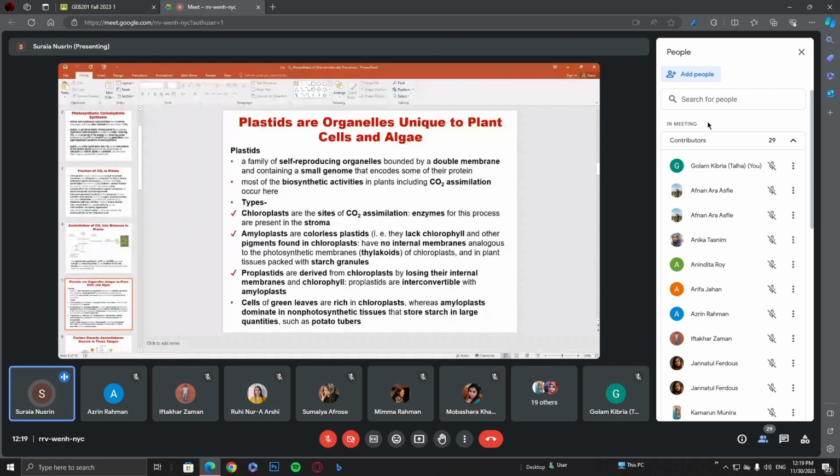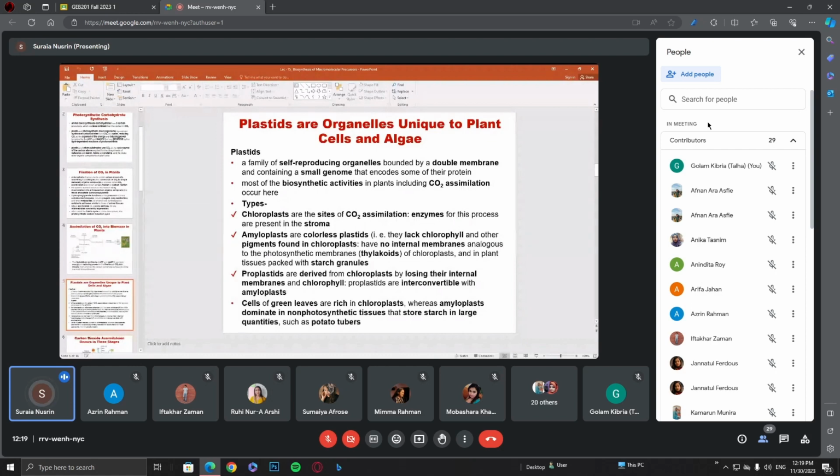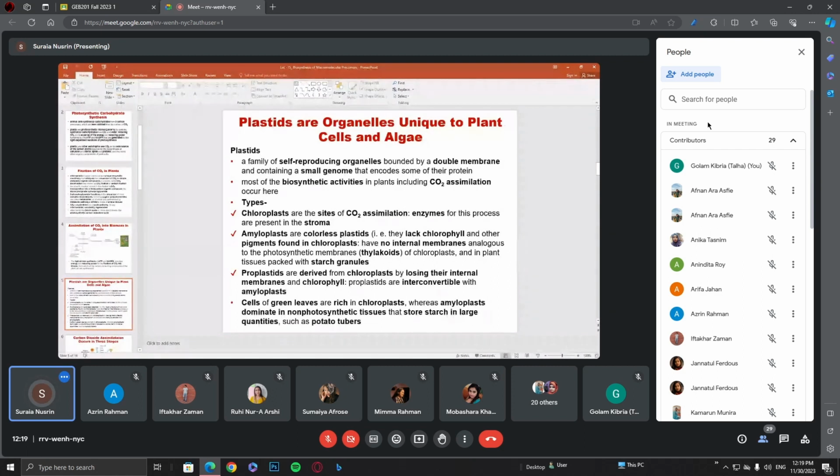Okay, so the most important organelle where the carbon dioxide fixation is occurring, a general name is plastid. They are self-reproducing organelles and have the same features as mitochondria, as we have learned in the previous lecture. They have double membrane. They also have genomes. Some of the genes of the genomes encode their proteins, and the biosynthetic activities, that means the anabolic reactions or pathways, mainly involving the carbon dioxide fixation, happen in plastids.